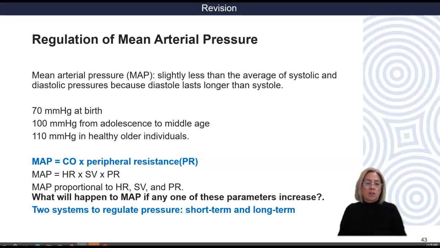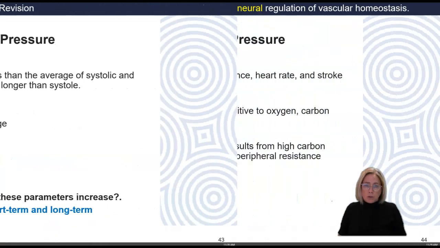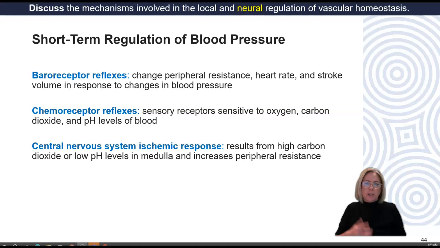Two systems regulate blood pressure, and they can be categorized into short-term regulatory mechanisms and long-term regulatory mechanisms. In terms of the short-term regulatory mechanisms, this is facilitated via neural control. So we have baroreceptor reflexes that we have talked about in the heart topic. These reflexes change peripheral resistance, heart rate, and stroke volume in response to changes in blood pressure. We're going to go through that again.